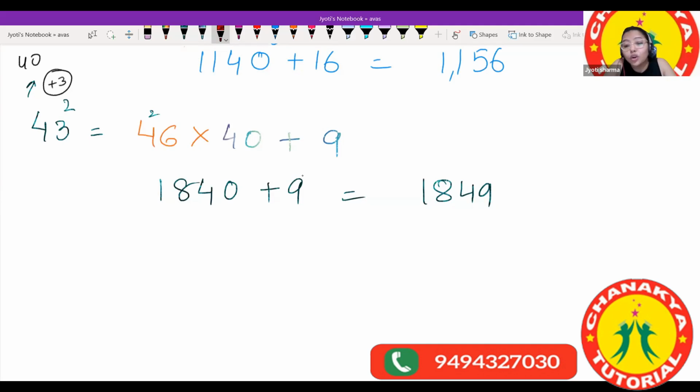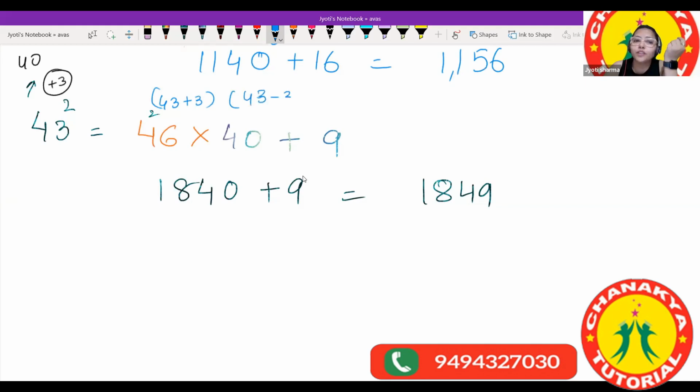What is your original number? What is your real question? 43 square. So in 43, you add that extra number. What will you get? 46. 43 plus 3. From your original number 43, one time you have to add, one time you have to subtract.